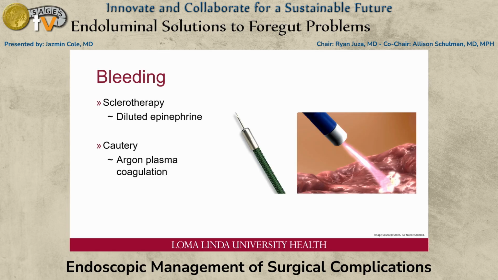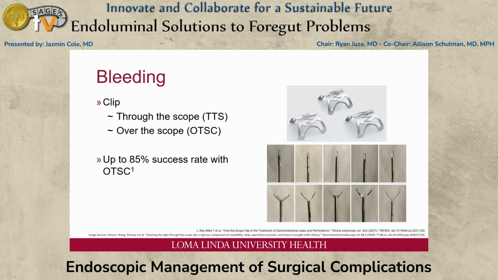And so bleeding can happen from a staple line, it can happen from an anastomosis, even from a PEG tube placement. It can be either intraluminal or extraluminal. And so some of the treatment options for intraluminal bleeding include sclerotherapy with injection of diluted epinephrine, cautery with argon plasma coagulation, or clipping with through-the-scope or over-the-scope clips. In general, a combination of two hemostatic modalities offers the best results, but there have been success rates of up to about 85% with over-the-scope clips being used to manage postoperative intraluminal bleeding.